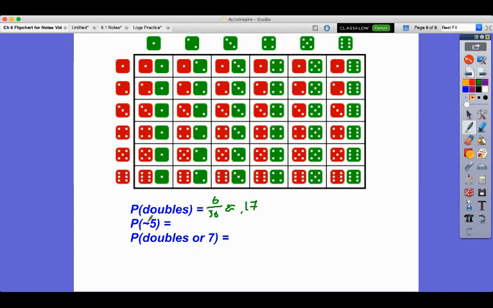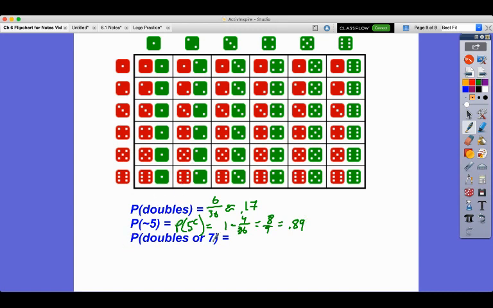Probability of not 5, or I could write it as probability of 5 complement. Okay, so the 5s are 1, 2, 3, 4. So it's 1 minus 4 out of 36, which ends up being 1 minus 1/9. So we end up with 8/9, which is 0.8 repeating. So we'll call it 0.89. It's the probability of that.